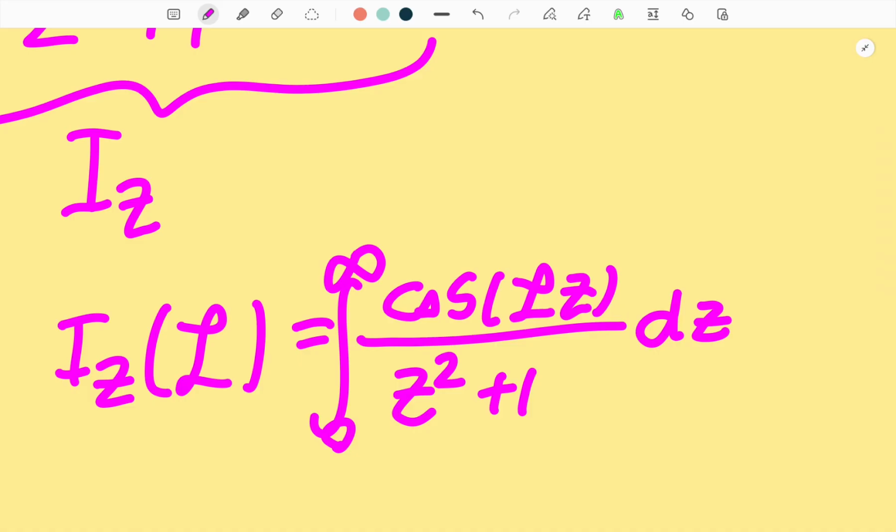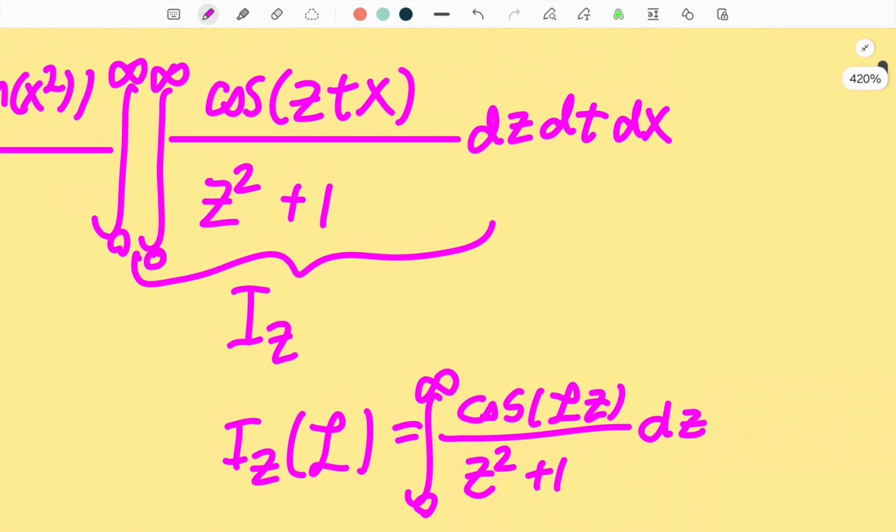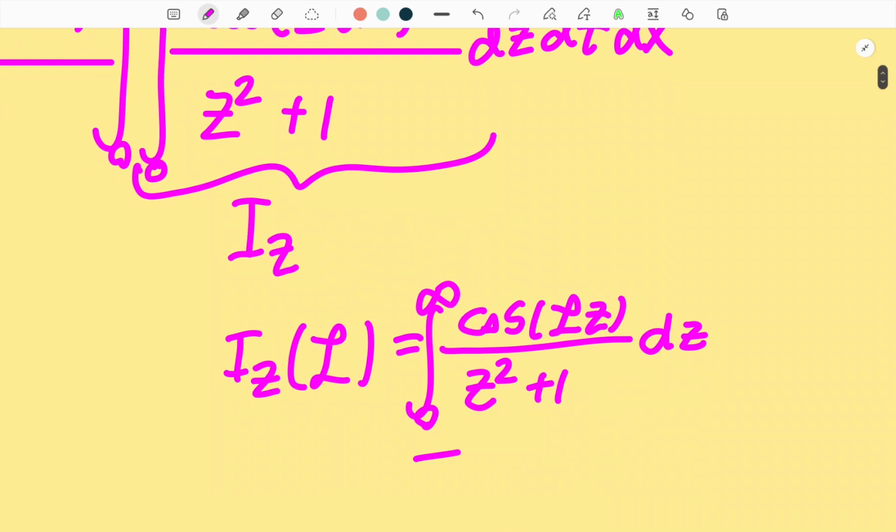I sub z is a pretty famous integral. I've seen a couple YouTubers solve it, and I've seen it pop up in many different places, including this integral. My favorite way of solving this integral is by using the Laplace transform. So I'll define a function I sub z of L as this integral right here, and then I'll take the Laplace transform of it. Let me do that right now.